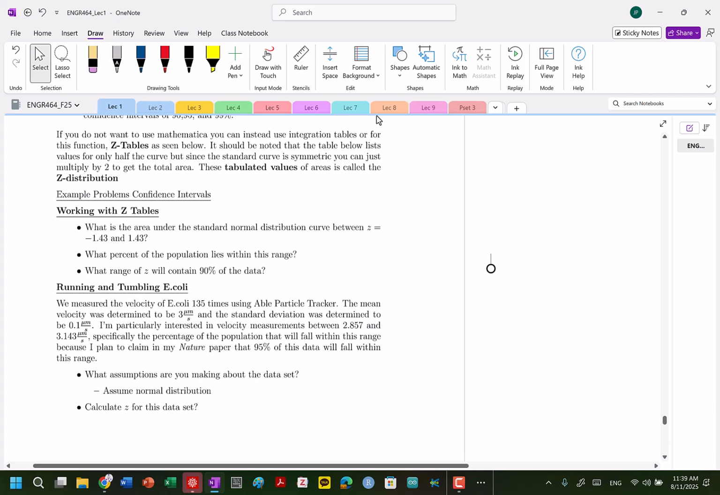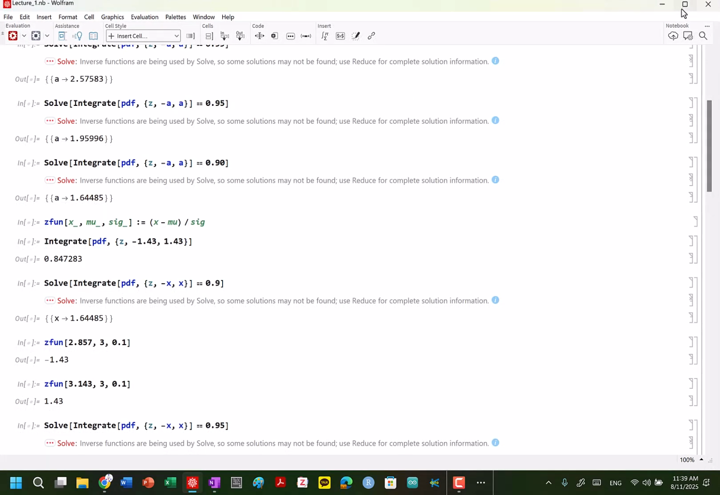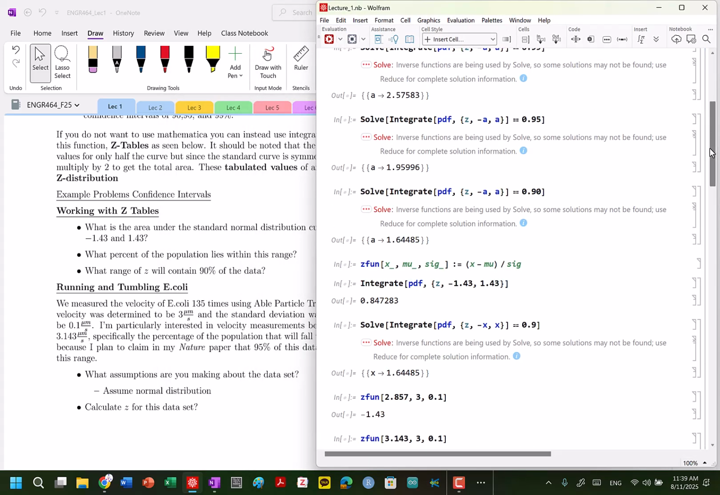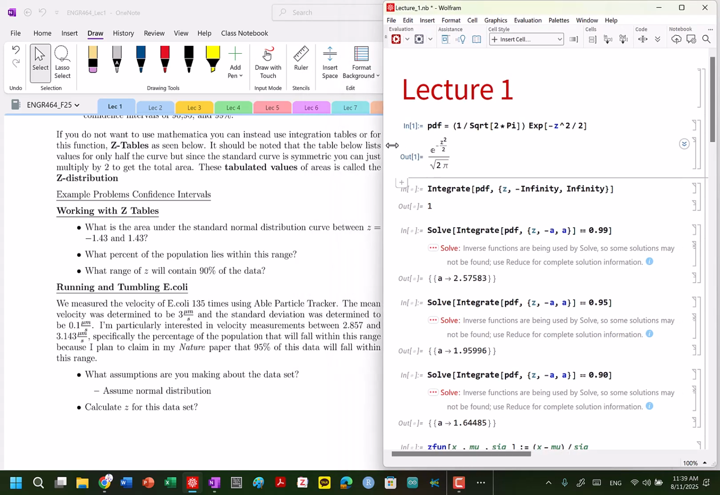We have programming tools. We're engineers. I think we can move past the tables. So let's go ahead and actually calculate and solve some of these problems. I'm going to define right here, working with z tables, but we're not actually going to do that.